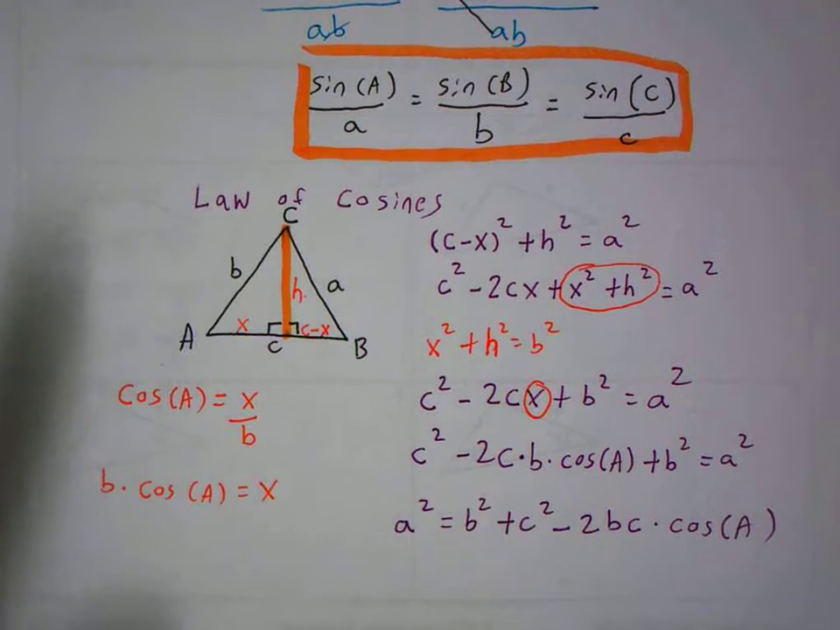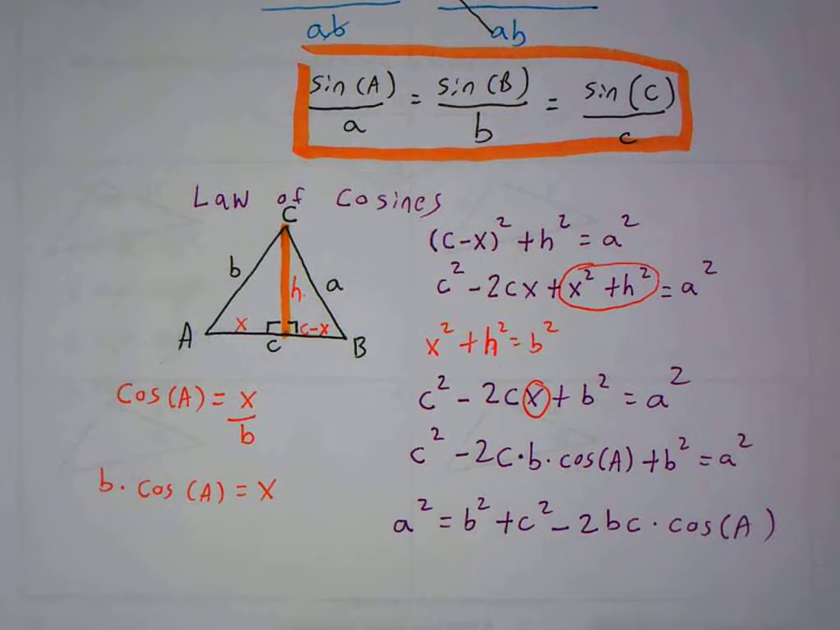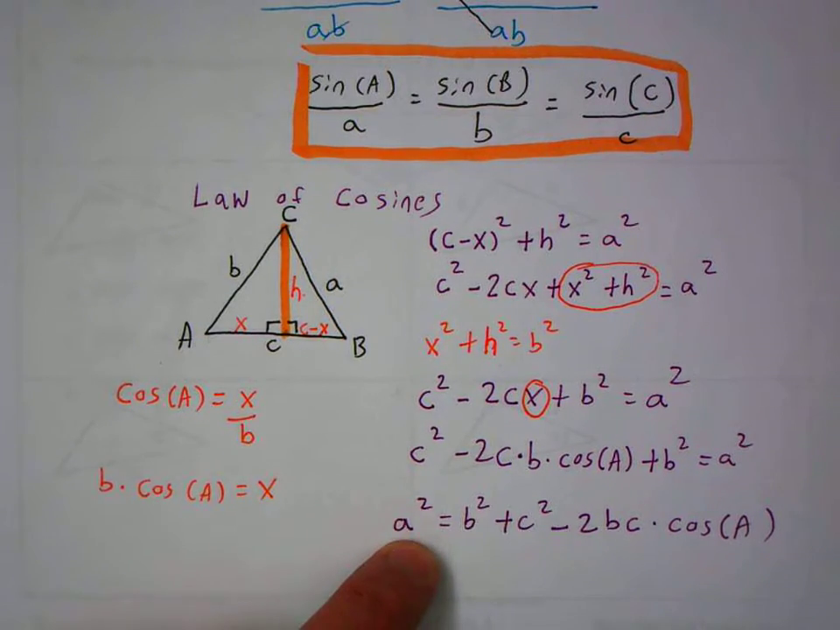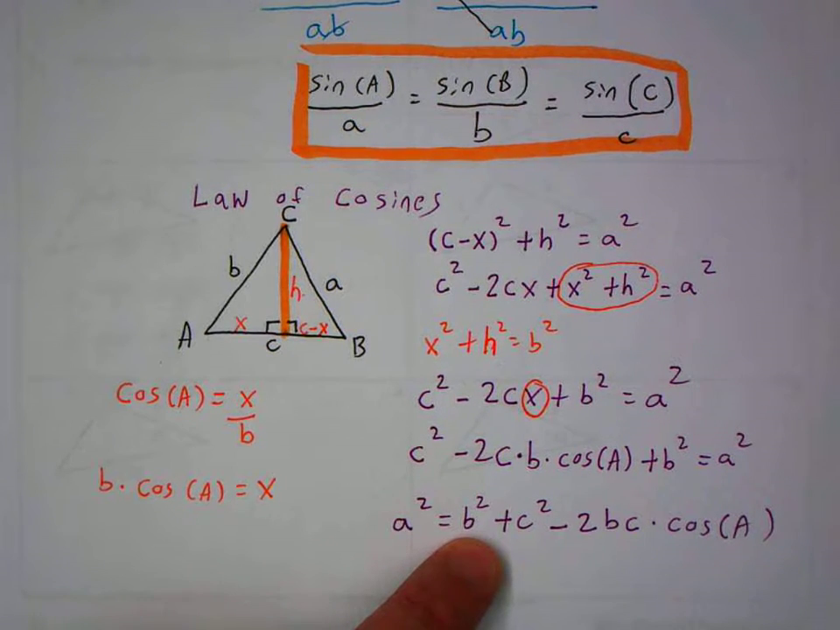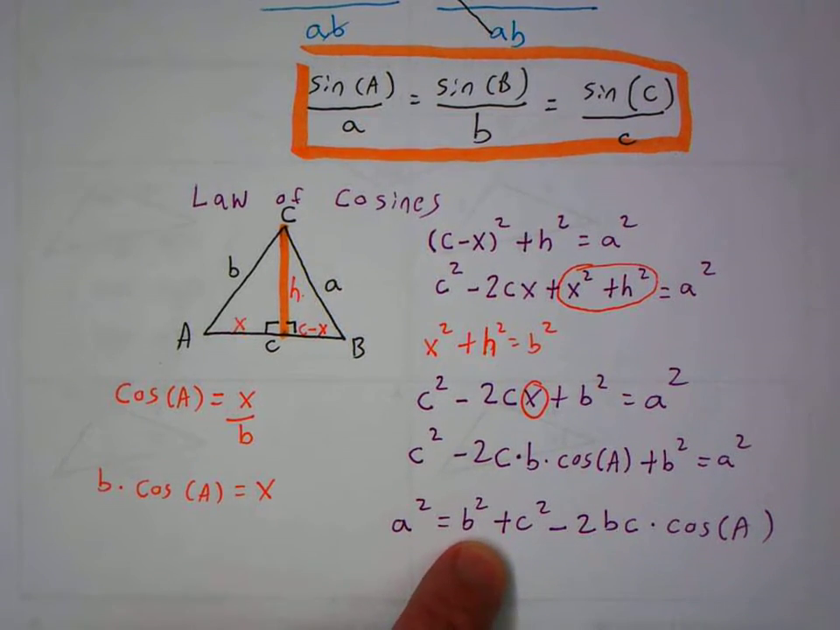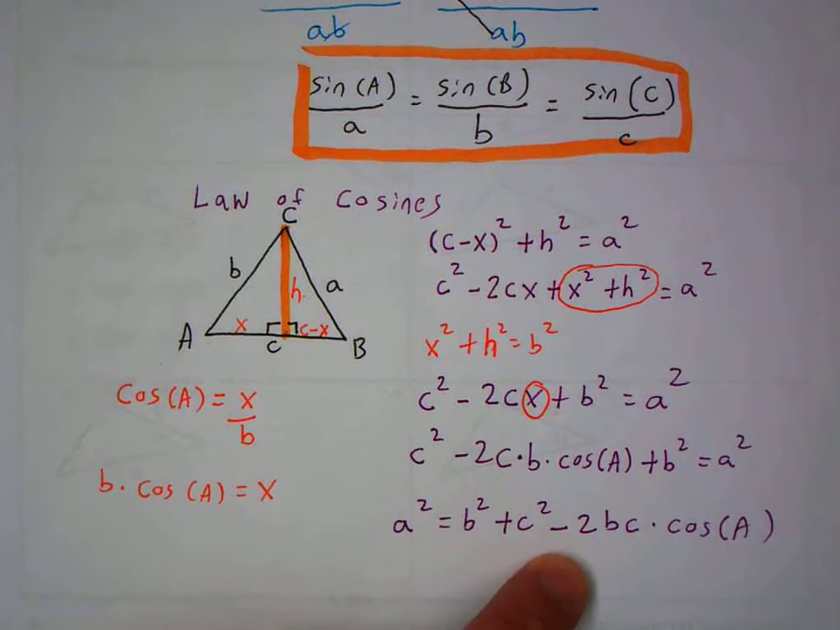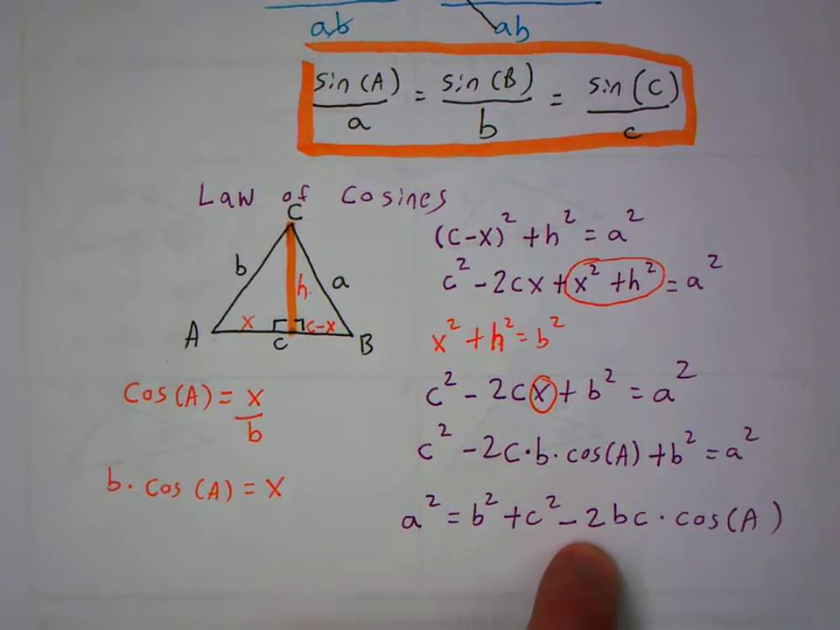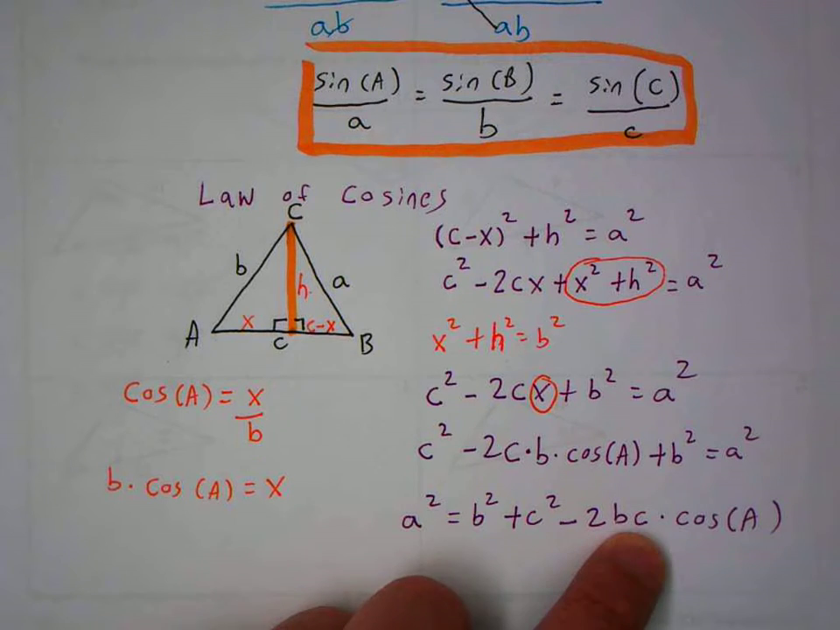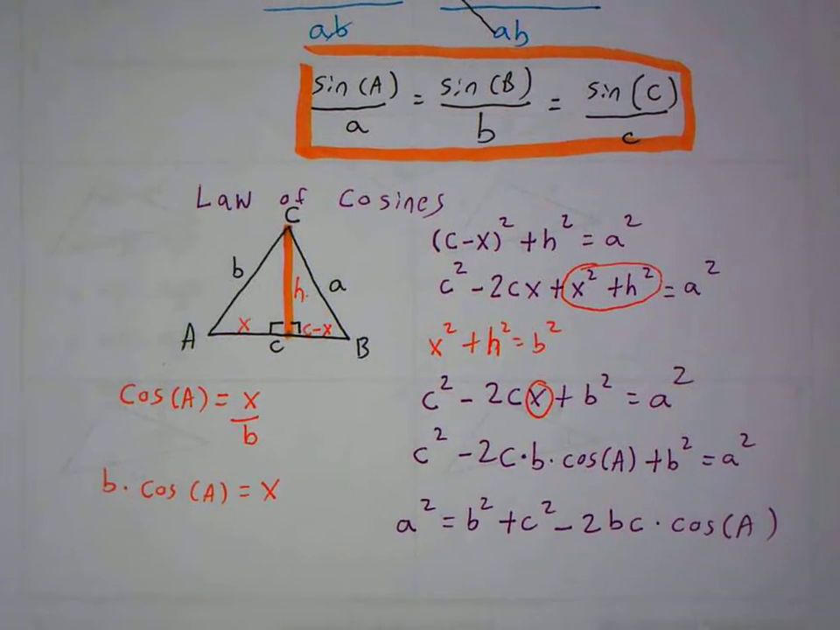So we just made a formula that only has capital A's, capital B's, capital C's, lowercase a, lowercase b, lowercase c. If you want to find the side that's across from angle A, and you square it, and you take the side across from angle B, and you square that, you take the side across from angle C, you square that, and you take away 2 times the side B times the side C, and then you multiply the cosine of A.